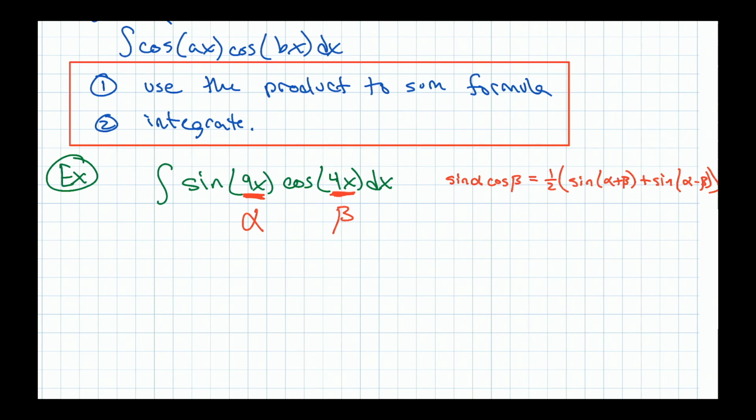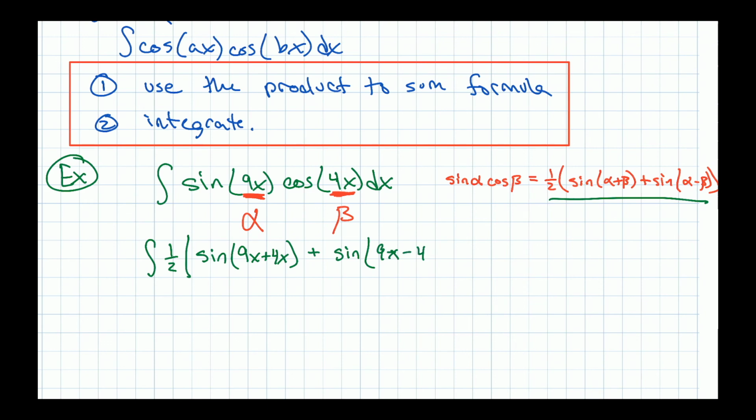So very straightforward. We're just going to have this. You just go 1/2, parentheses, sine alpha plus beta. Alpha plus beta is 9x plus 4x, but 9x plus 4x is just 13x, okay? So don't think this is complicated. It's not. And then sine alpha minus beta, that's 9x minus 4x.